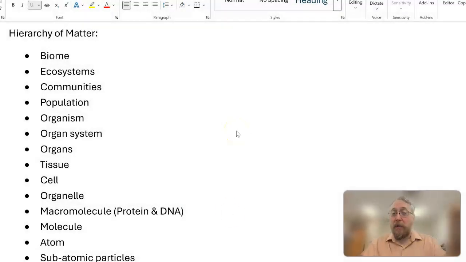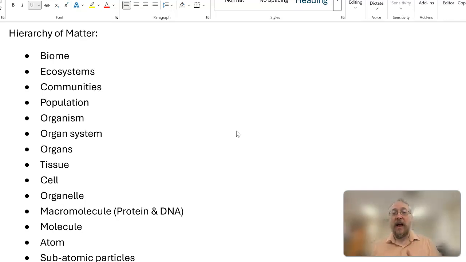We're starting with a hierarchy, which explains what levels of creation are made of lower levels. So biomes are made of ecosystems, which are made of communities, which are made of populations, which are made of organisms, which are made of organ systems, which are made of organs, which are made of tissue, which are made of cells, which are made of organelles, which are made of macromolecules, which are made of molecules, which are made of atoms, which are made of subatomic particles.